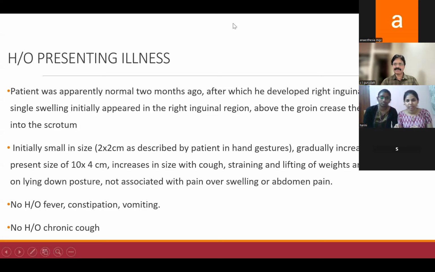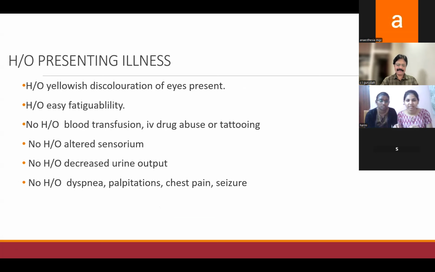Now, the other important thing here is that the patient also gives a history of jaundice. So that should also be in the history of presenting illness. I think you have written that in the history of presenting illness or in the history of past illness. It is in the history of presenting illness, sir.